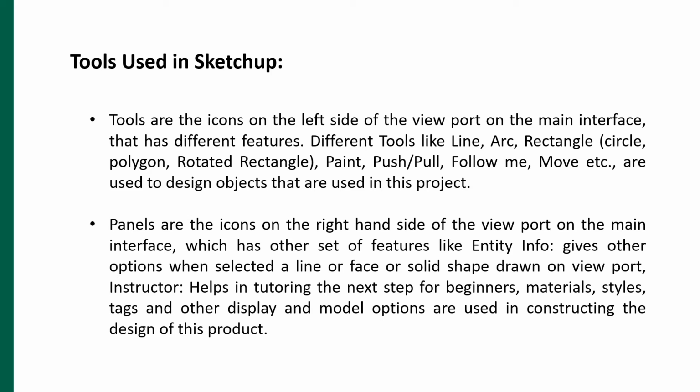Materials are something we use, different kinds of materials, in order to design a particular thing. In our project, we have different materials for designing, like wood, glass, and silicon, different kinds of materials that are used in designing different shapes and styles. Tags, other displays and models are used as panels for constructing a design.